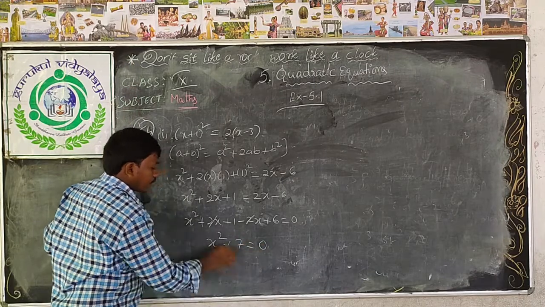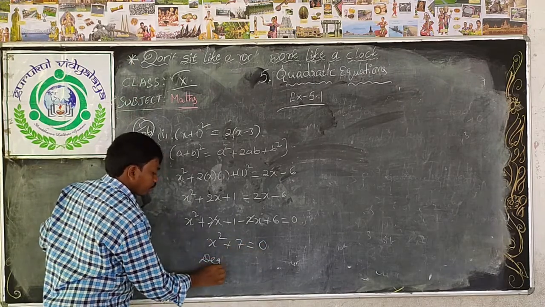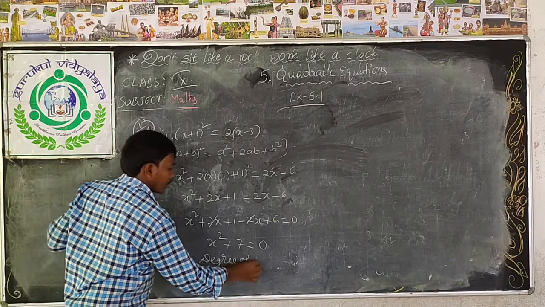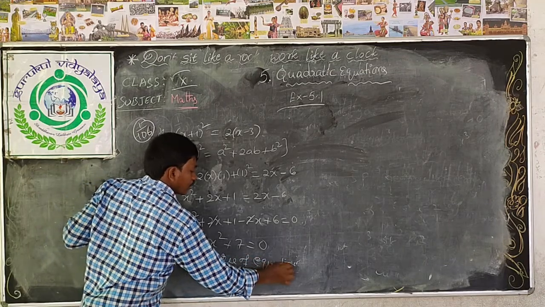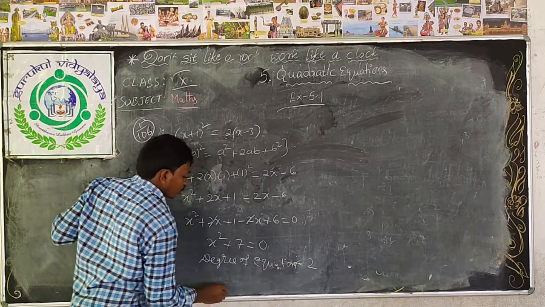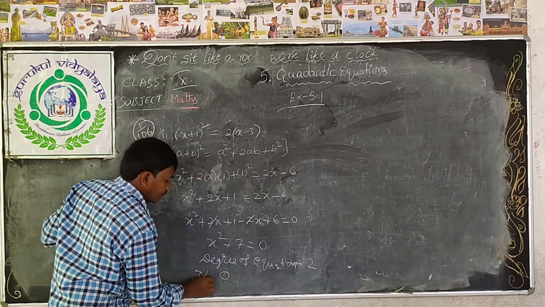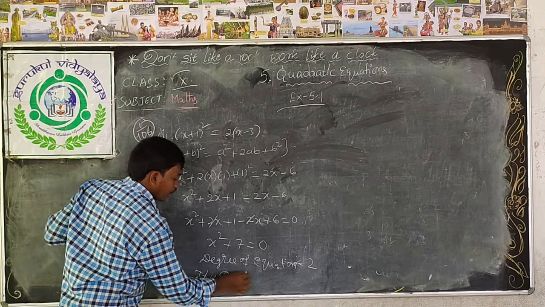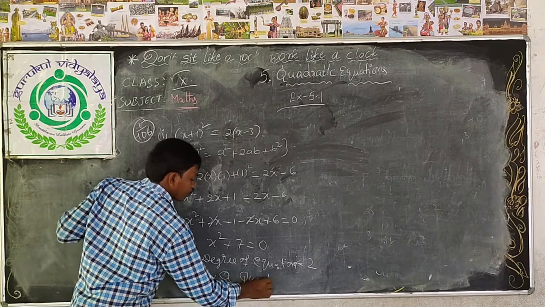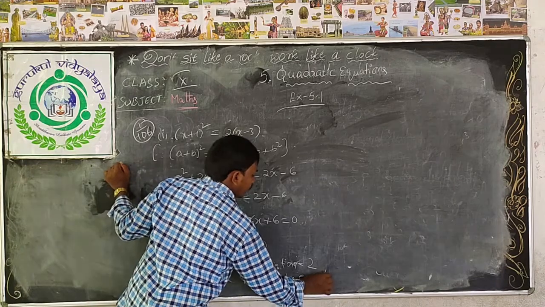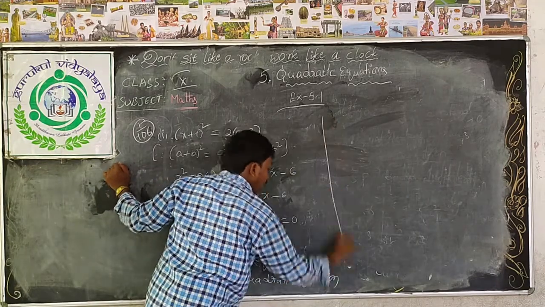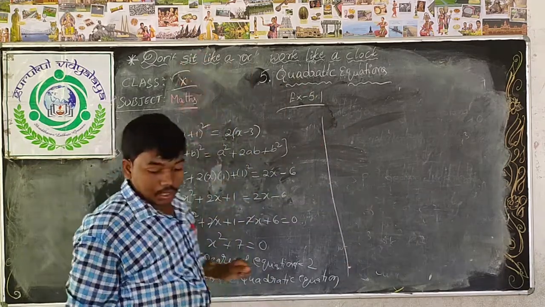See, children, what is the degree of this equation? 2. So it is a quadratic equation. Children, like that we will see some sums.